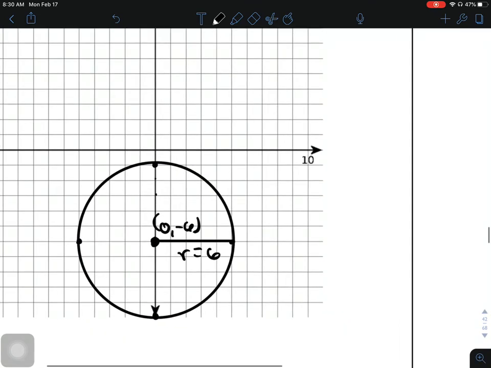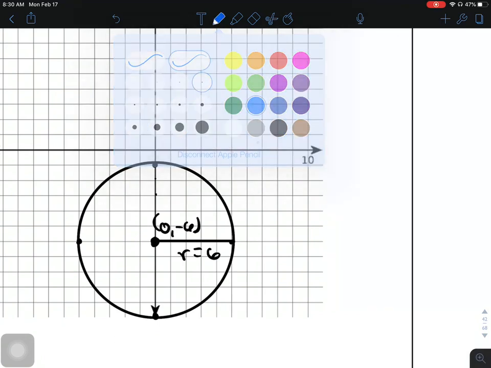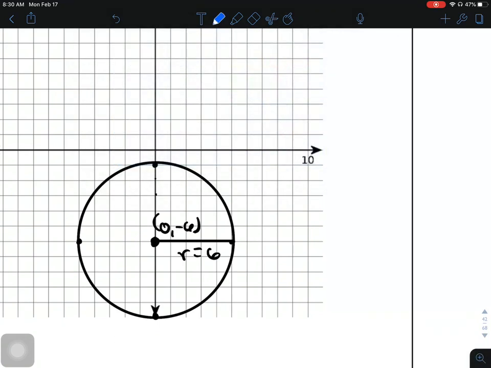Now notice you can't count 5 diagonally because the diagonal is longer than a segment. So when you're counting these spaces, count vertically and horizontally. This length is the same all the way around. That's what makes a circle a circle. This is a collection of all the points that are exactly 5 units away from the center in this two-dimensional plane.